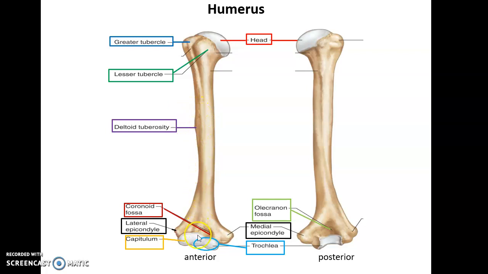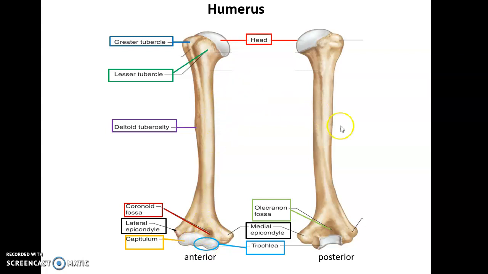Then if we continue all the way down to the distal end of the humerus, we see that it has these two rough bony parts sticking out, the lateral epicondyle and the medial epicondyle. And the medial epicondyle is on the same side as the head, because the head always faces medially. Then we have these smooth rounded knobs. The lateral knob is called the capitulum, and this double bump here is the trochlea. And directly above the trochlea is a small depression called the coronoid fossa.